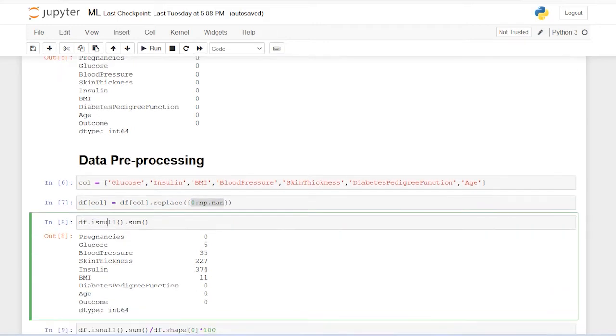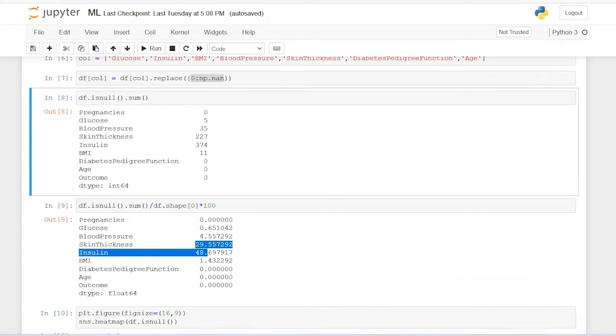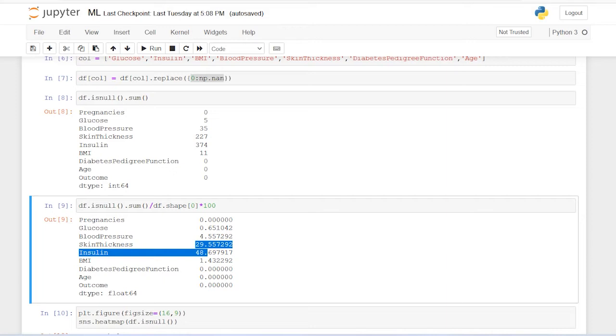After applying the null function, we can see the amount of null values in each of these. The glucose has 5, blood pressure has 35, skin thickness and insulin have a lot of null values, more than 20. As we can see, it has more than 20% of null values. So I will be dropping it, in fact, as it will lower the accuracy I will be getting through my model.